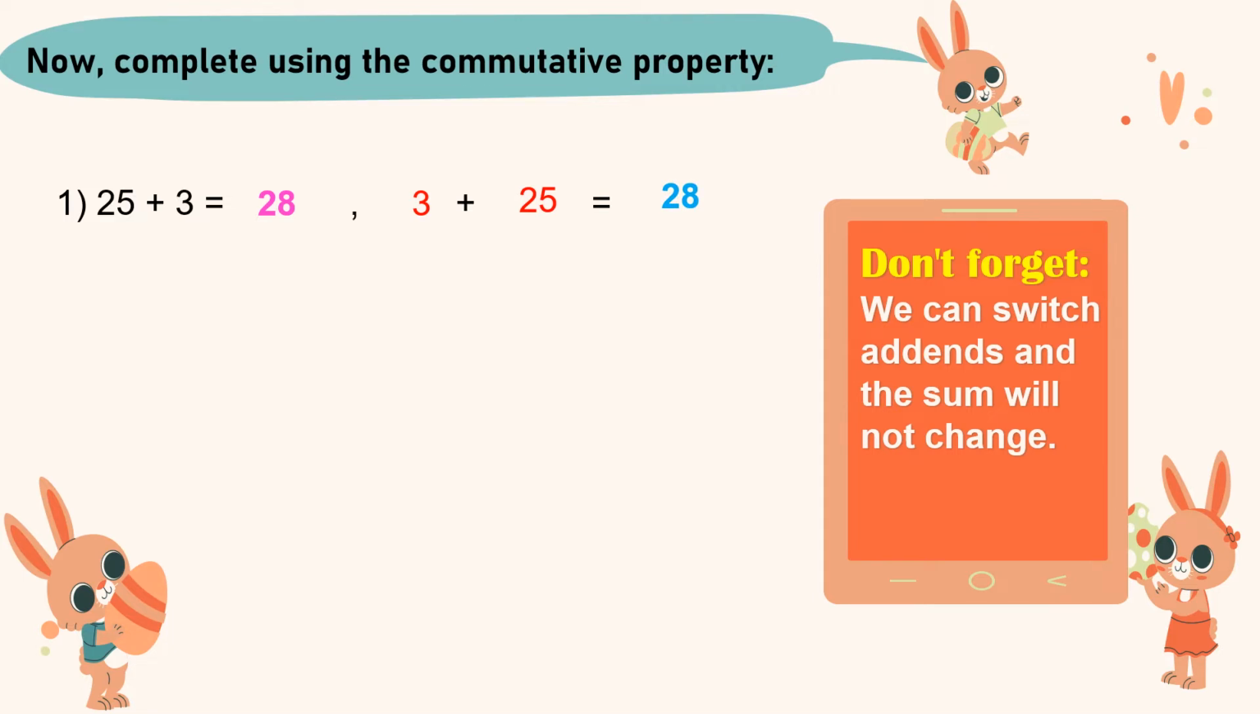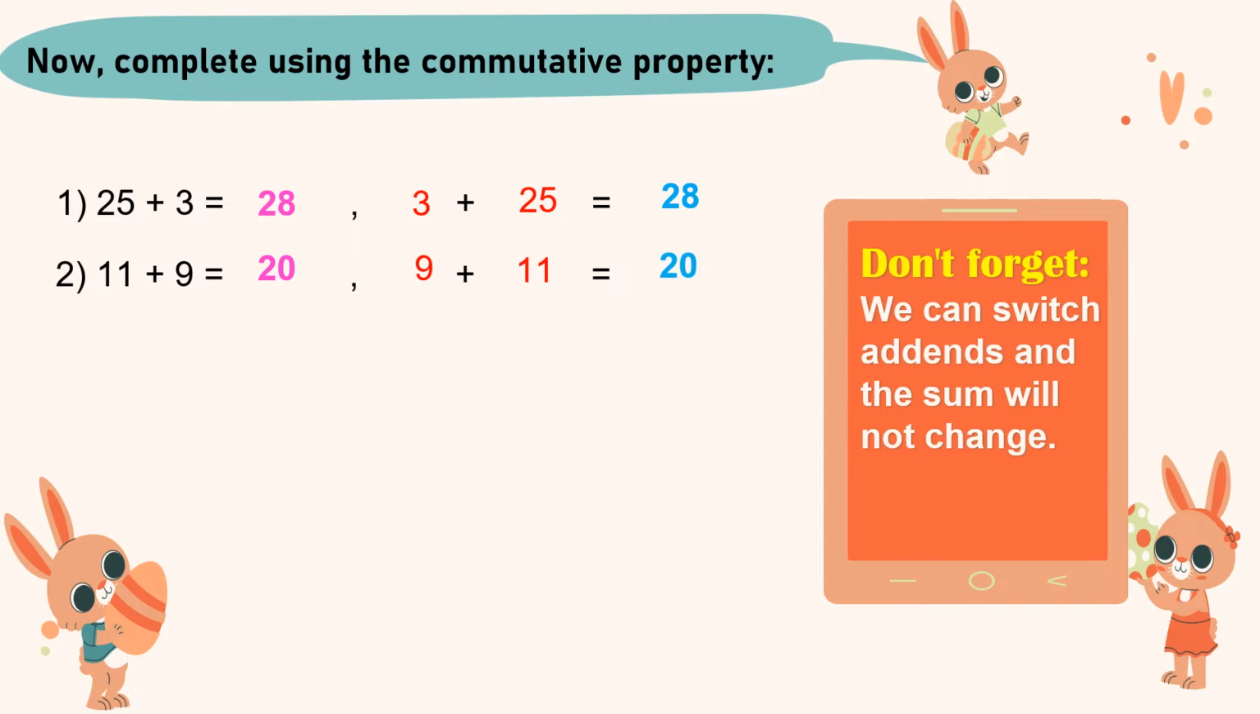Number 2, 11 plus 9. After 11: 12, 13, 14, 15, 16, 17, 18, 19, 20. Now, let's switch our addends. 9 plus 11 also equals 20.